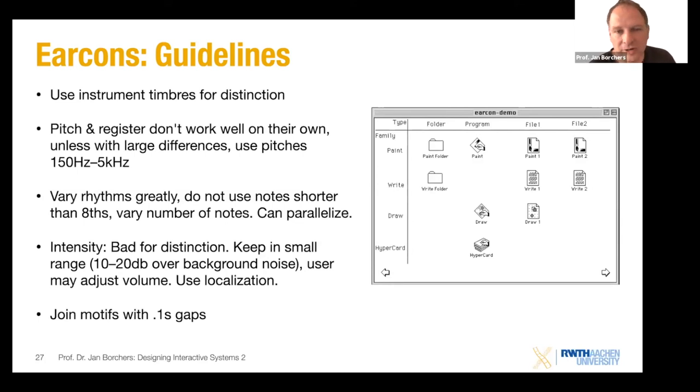They also found that varying rhythm is a good thing, but you need to do it very clearly. You need to vary them greatly so that people who don't have a musical education can still reliably recognize the differences, and not use too fast notes, so eighths in a typical tempo was their recommendation.